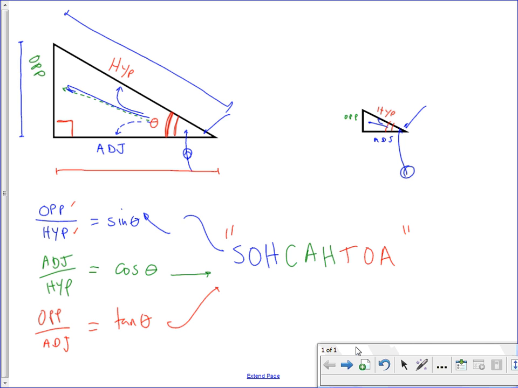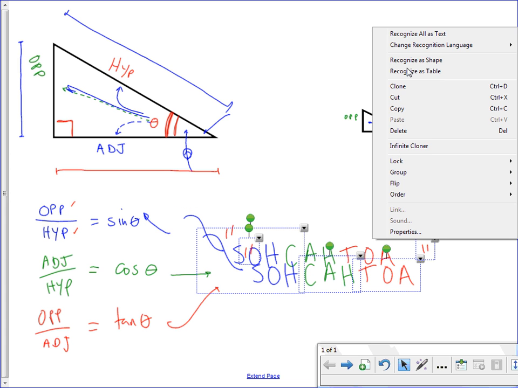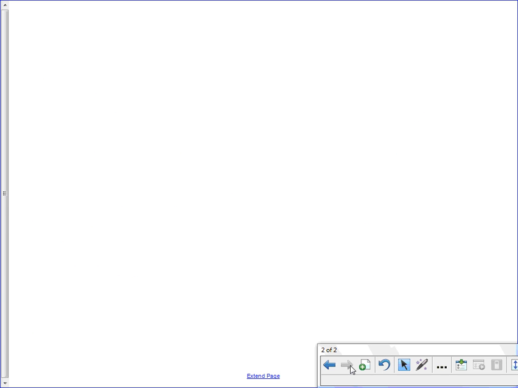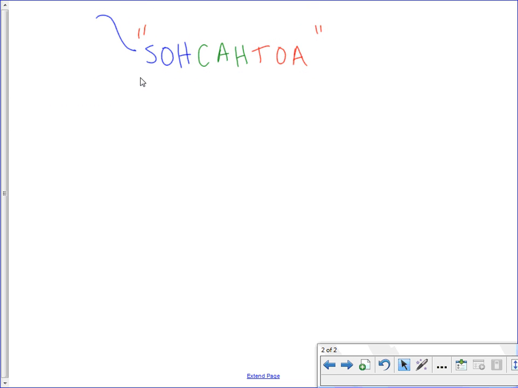So that's really it. And this shows us, for example, we can apply this. Let's take this, copy, next page, paste. Let's look at a couple of examples.